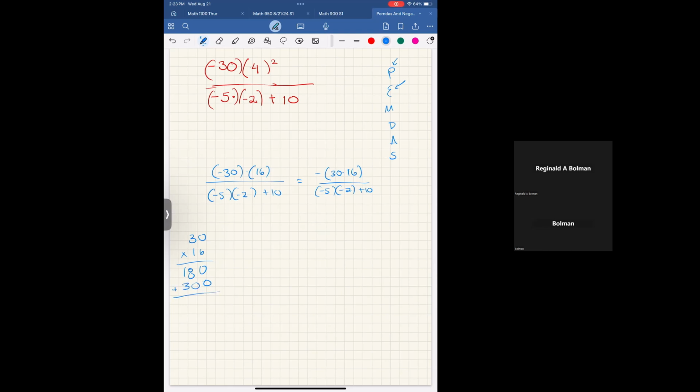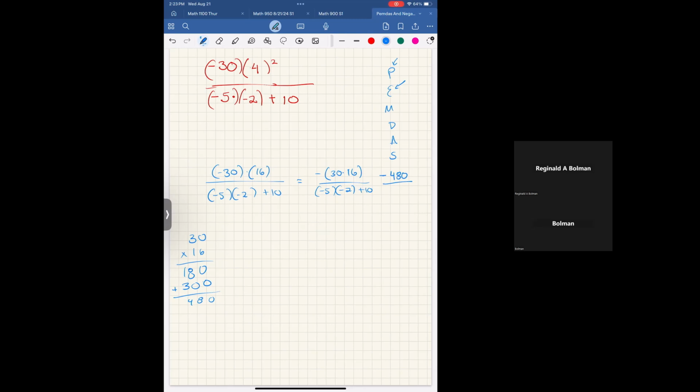1 times 3 gives us 3. And now we need to add everything together. 0 plus 0 is 0. 8 plus 0 is 8. 1 plus 3 gives you 4. So we should have 480 on top. And since there's a negative symbol in front, we'll have negative 480.